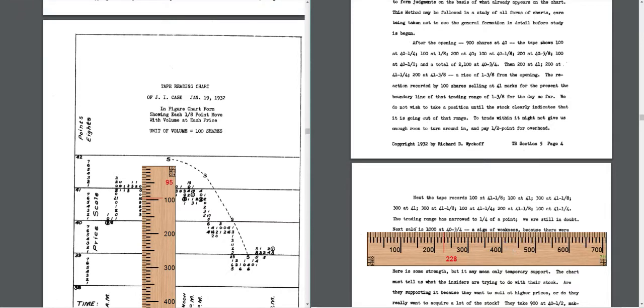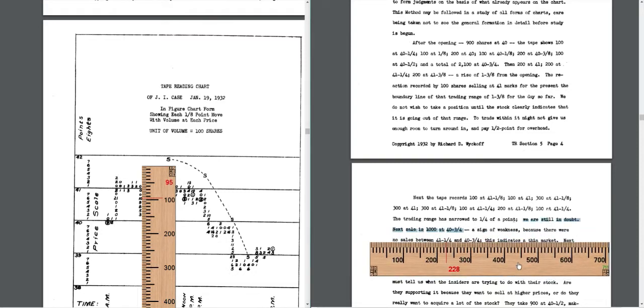Now listen to this. Next sale is 1,000 at 40 3/4. He says this is a sign of weakness. So you see how Wyckoff uses the term sign of weakness. It's a common Wyckoff term, but he used it here in the tape reading course. A sign of weakness, because there were no sales between 41 1/4 and 40 3/4. It skipped, and went straight down.